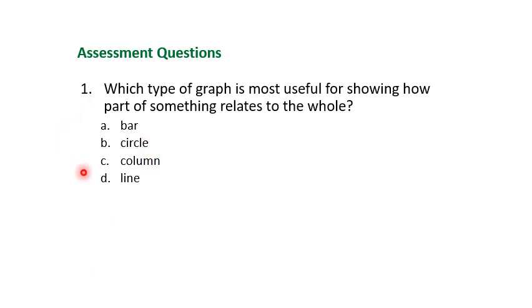Which type of graph is most useful in showing parts of something as it relates to the whole? Well, this is a good one. We just talked about this, and the answer, of course, is B, circle graph.